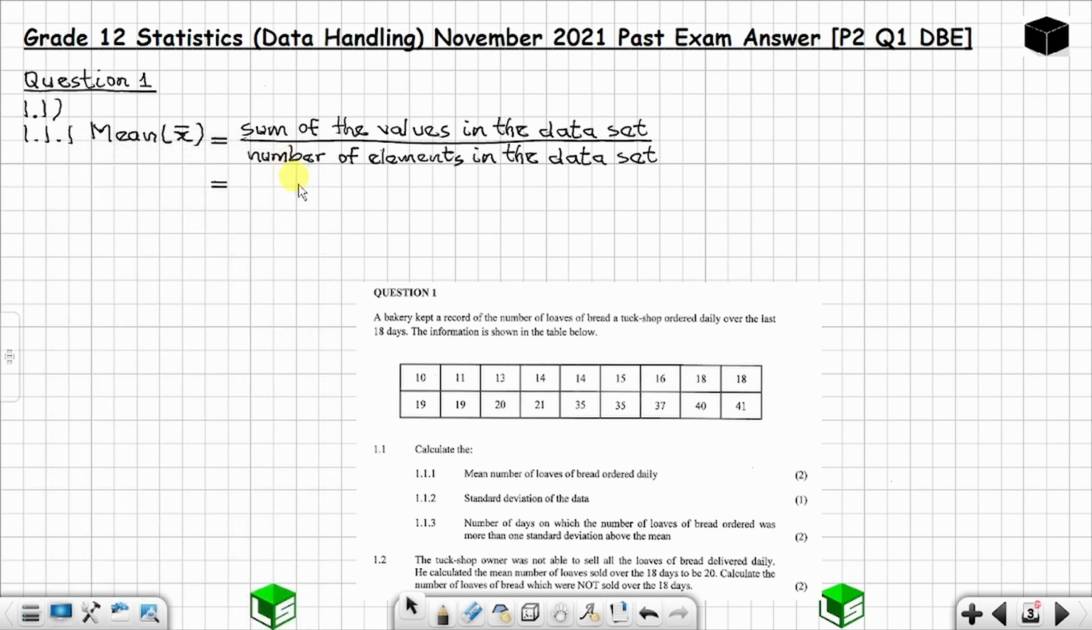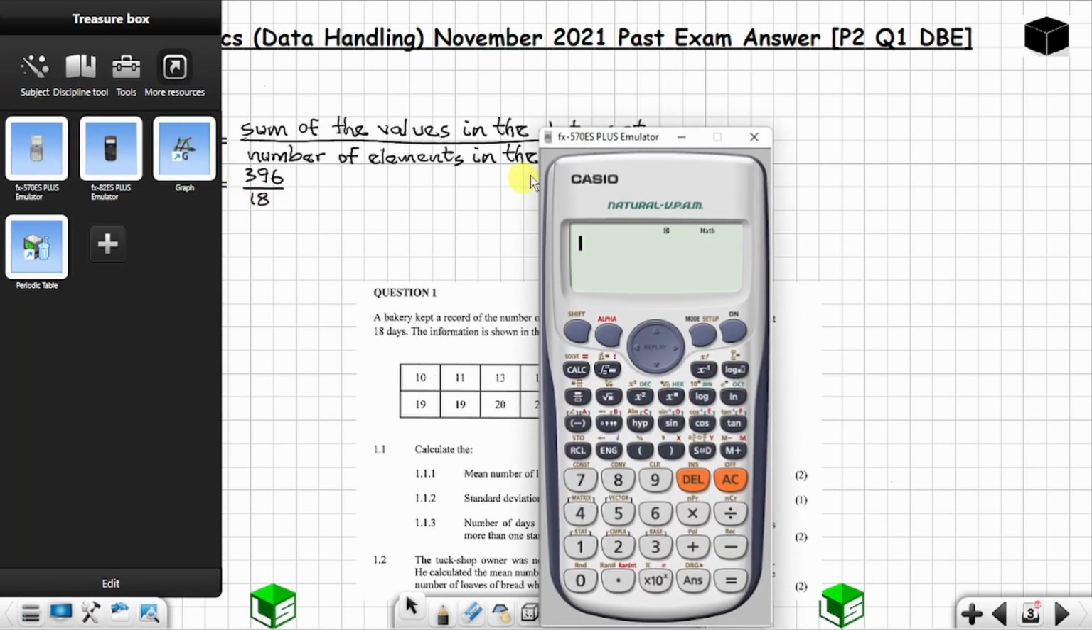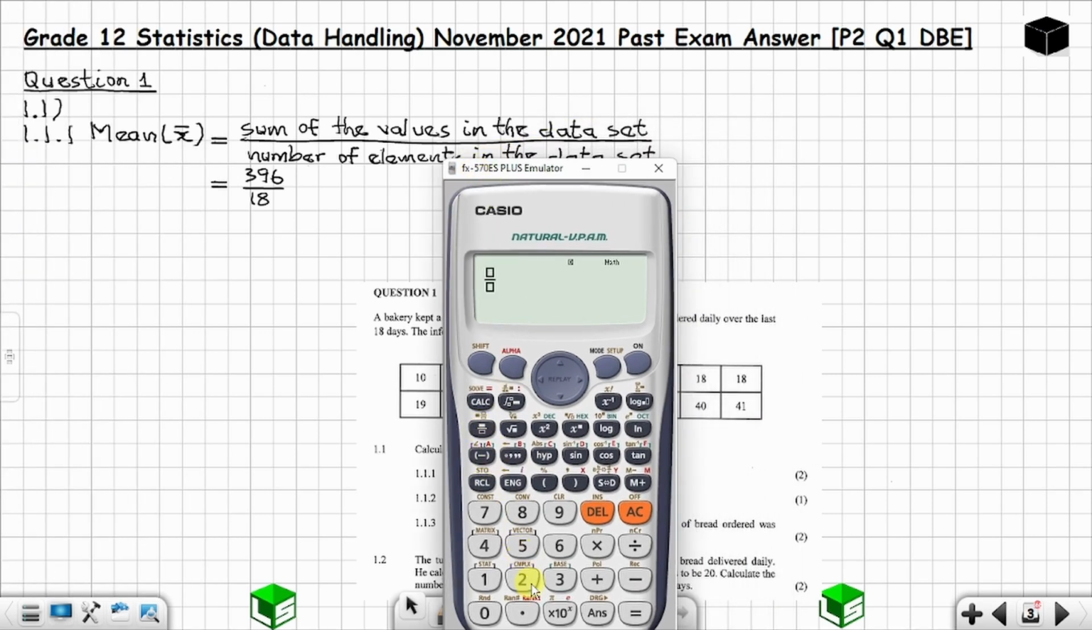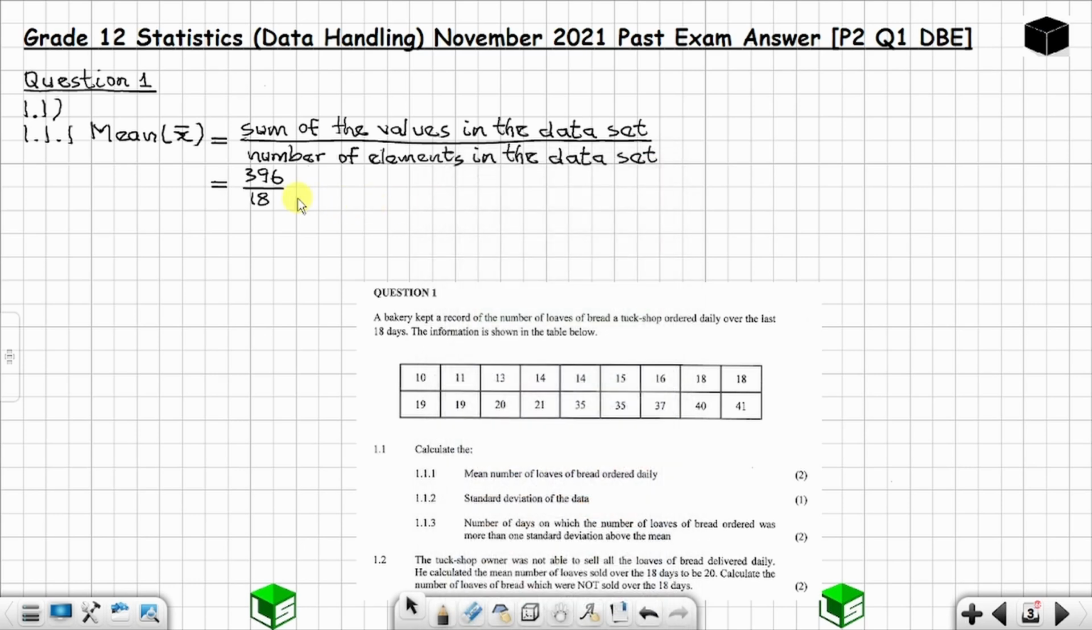So the sum of the values in the data set is equal to 396, and this is over the number of elements in the data set. How many are there? There are 18, so it's over 18. So what is this equal to? Use your calculator again. So you have 396 over 18, and this is equal to 22. Can you see that? So the mean is equal to 22.